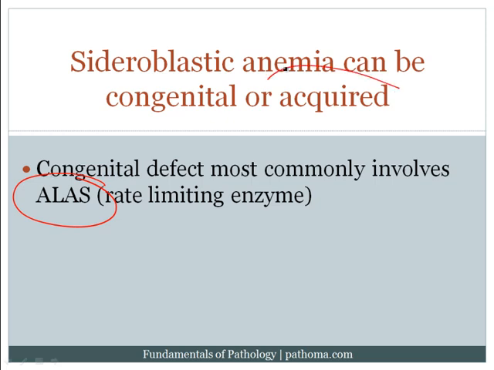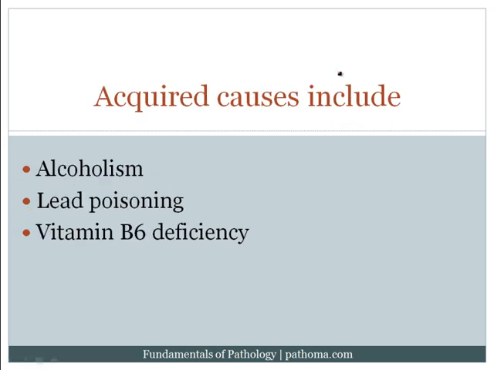As far as acquired sideroblastic anemia is concerned, these are also very high yield. What are the common causes of acquired sideroblastic anemia? So one important cause of acquired sideroblastic anemia is alcoholism. Alcohol is a mitochondrial poison. It damages the production of protoporphyrin, and therefore it can lead to a sideroblastic anemia.